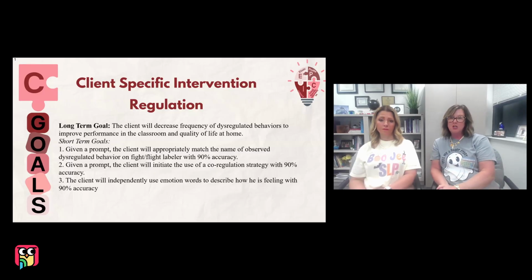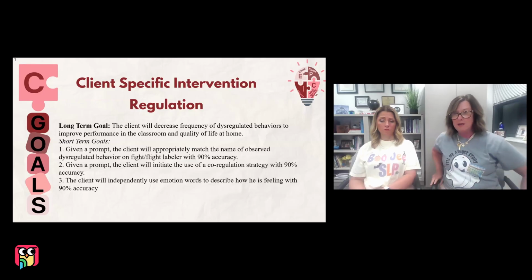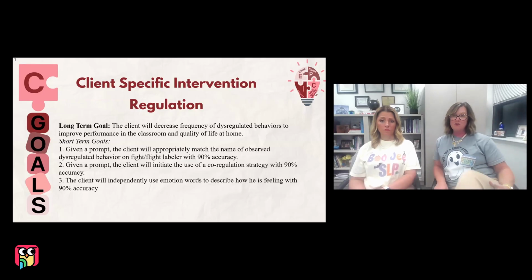Given a prompt, the client will initiate the use of a co-regulation strategy with 90% accuracy. I mentioned to you that every time he has a dysregulated behavior, it just spirals out of control because he doesn't know how to self-regulate. So it requires a prompt from the clinician to say, okay, stop. What can we do to try and get you regulated? If we let it go, we're going to be up to that 40 or 50 dysregulated behaviors. We need to put a stop to it, and we need to help him with a co-regulation strategy. I have a list of some co-regulation strategies to show you later in the presentation.